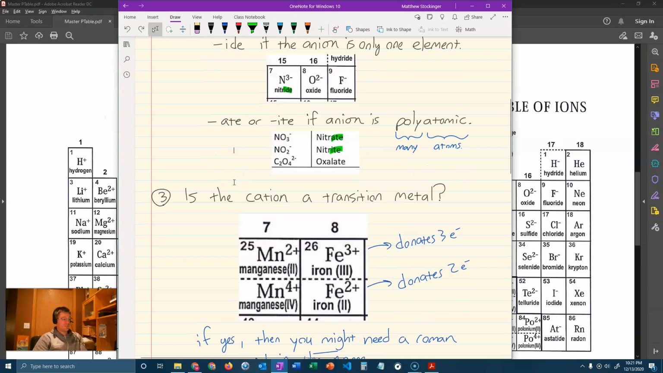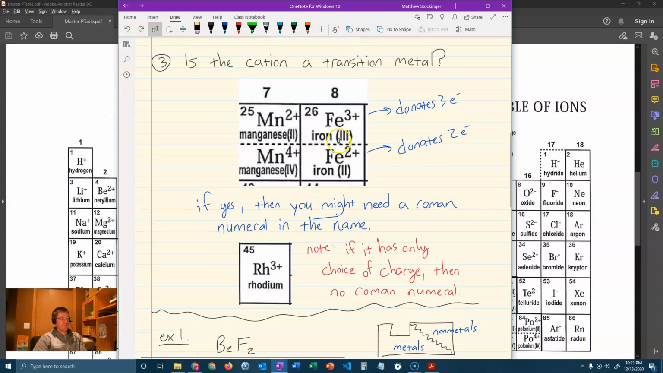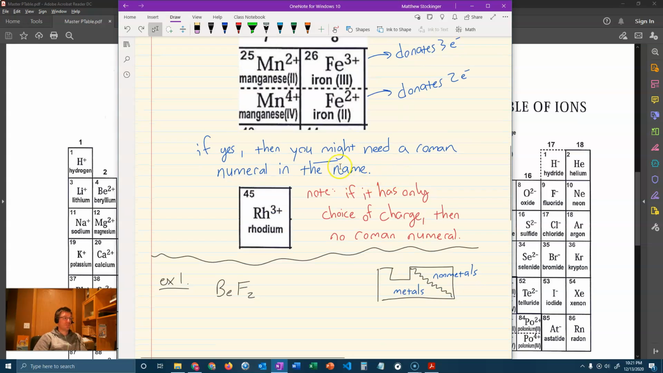Last thing you need to do is just check if the cation is a transition metal. If it is, there might be two different choices of charges, right? Like iron could donate 2 or 3 electrons. Could be iron 2, could be iron 3. If you have more than one choice, then you need a Roman numeral inside of the name. If there isn't more than one choice of charge, like here rhodium is only 3+, then you don't need to worry about that Roman numeral.